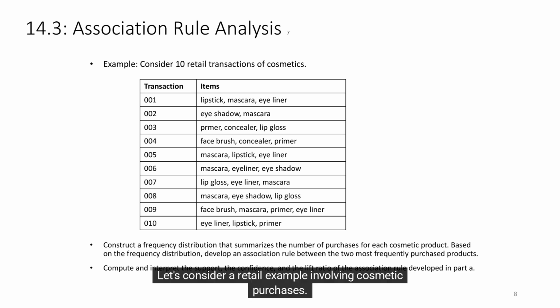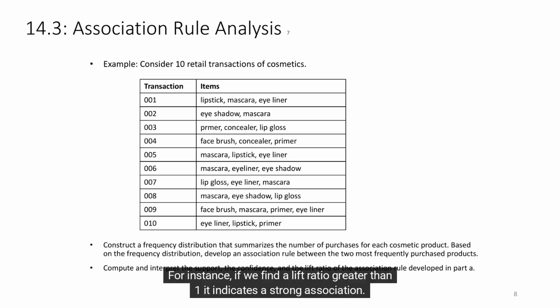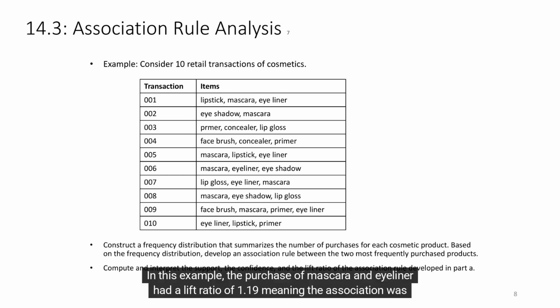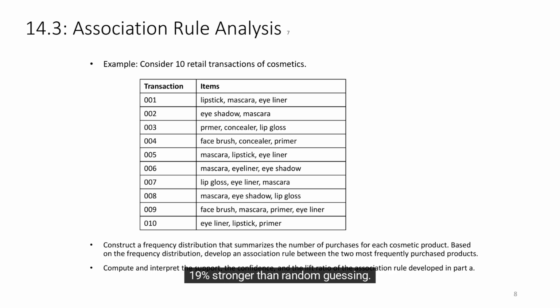Let's consider a retail example involving cosmetic purchases. To analyze these transactions, summarize the frequency of purchases for each product. Develop an association rule between the two most frequently purchased products. Calculate the support, confidence, and lift ratio for this rule. For instance, if we find a lift ratio greater than 1, it indicates a strong association. In this example, the purchase of mascara and eyeliner had a lift ratio of 1.19, meaning the association was 19% stronger than random guessing.